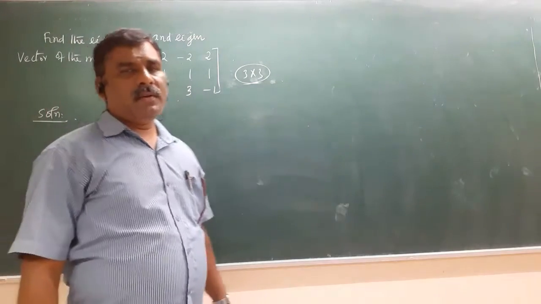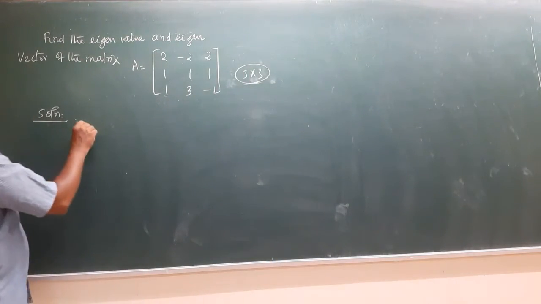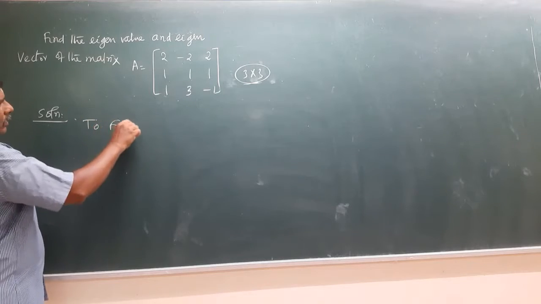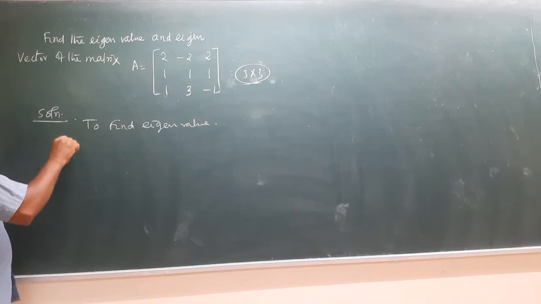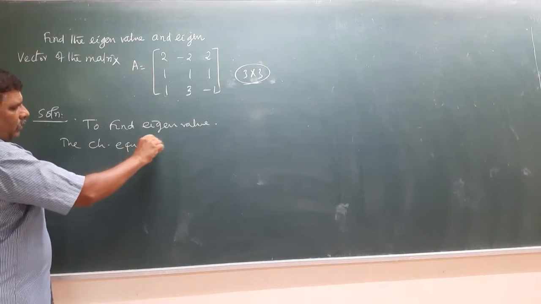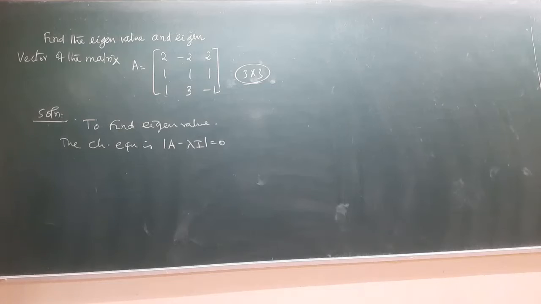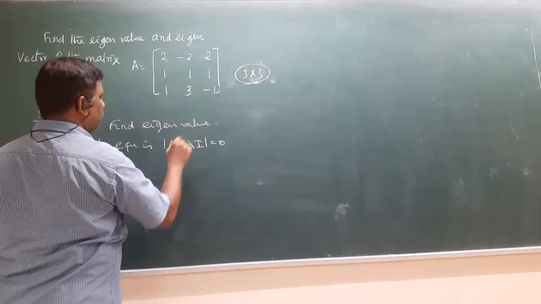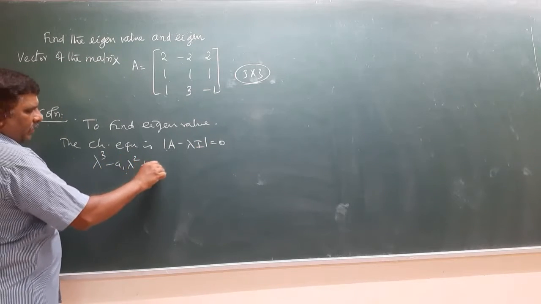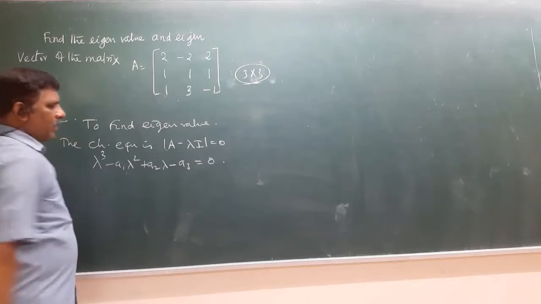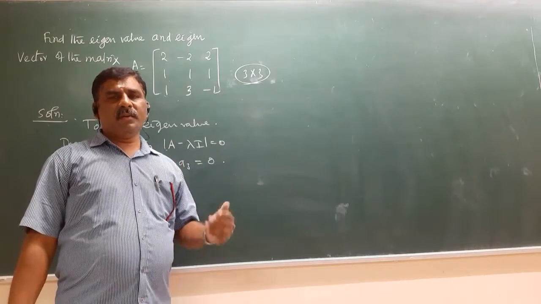To find the eigenvalue and eigenvector, first we have to write the characteristic equation. So first we write it to find the eigenvalue. The characteristic equation is determinant of A minus lambda I equal to 0. For the 3 by 3 square matrix, the determinant of A minus lambda I is lambda cube minus A1 lambda square plus A2 lambda minus A3 equal to 0. So what is A1?